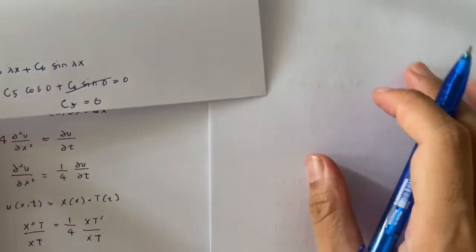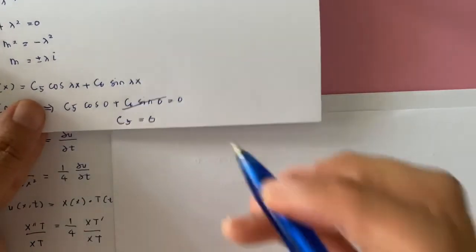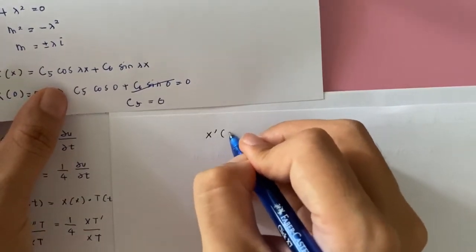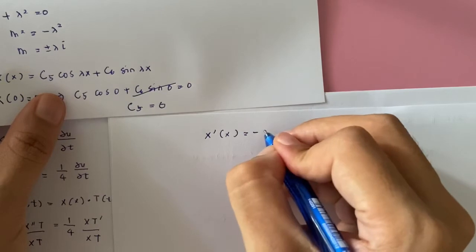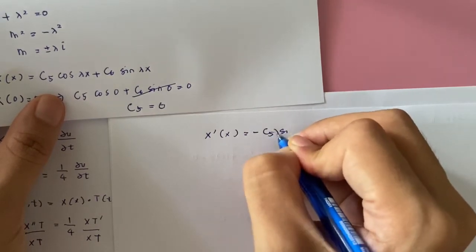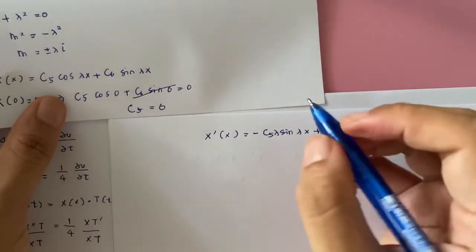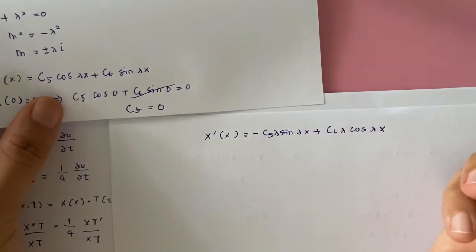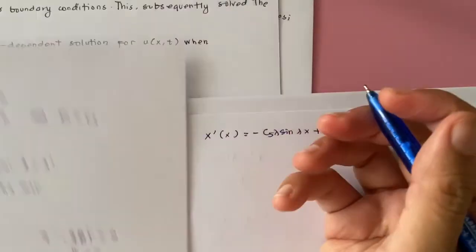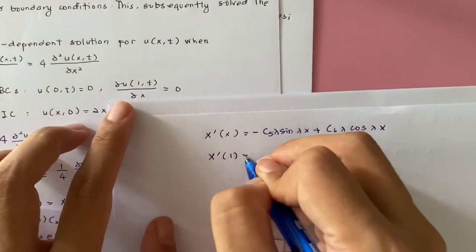So your x is equal to c5 cos lambda x plus c6 sin lambda x. So x prime for this is, differentiate cos, we have minus c5 lambda sin lambda x plus c6 lambda cos lambda x. Okay, so x prime. So the second boundary condition, x prime 1 is equal to 0.